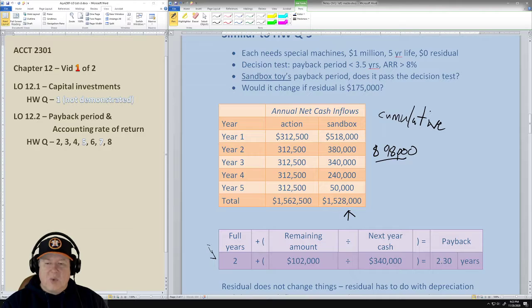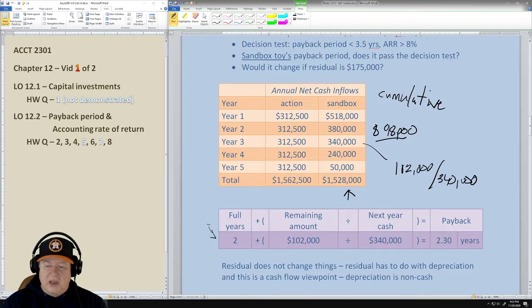So somewhere in year 3, I actually hit the payback period. What it's saying is 102,000 into the 340,000 year is when I hit 1 million. And so that's what we do here. We take the 2 years and then we figure out what portion 102 is of that 340, which ends up being 0.3. And so we say the payback period for the sandbox is 2.3 years.